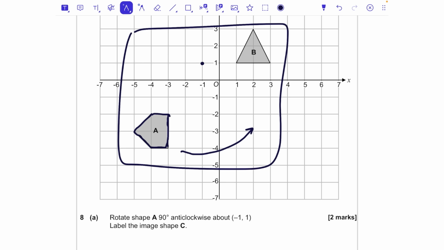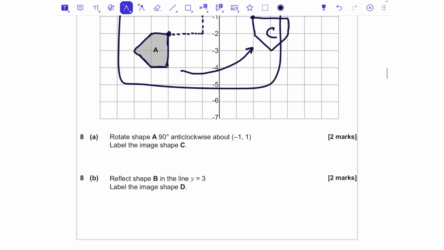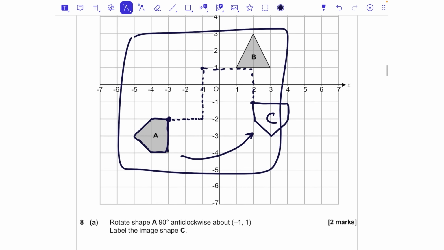What would happen, this point here, at the minute, it's 3 down and 2 left, it would end up here. So that's going to help me slightly. When I spin it, it's going to look like this and be here. That's C.